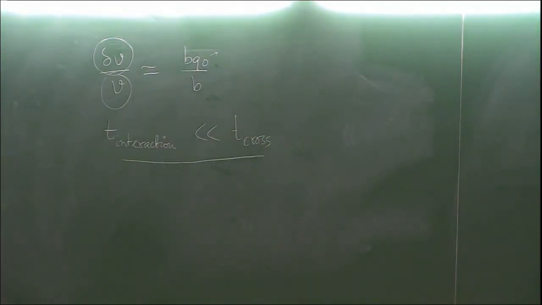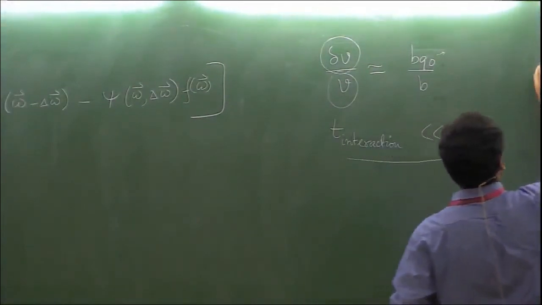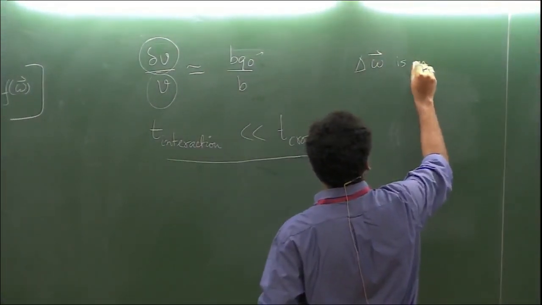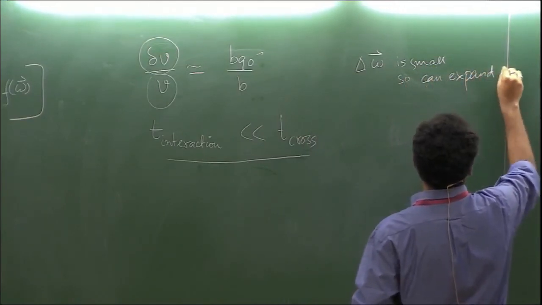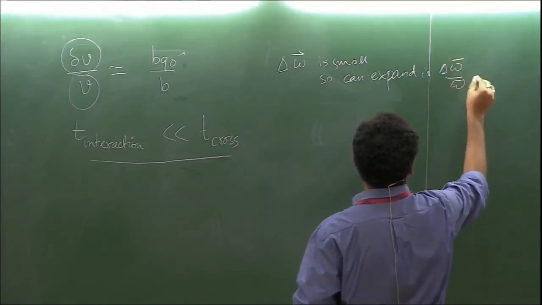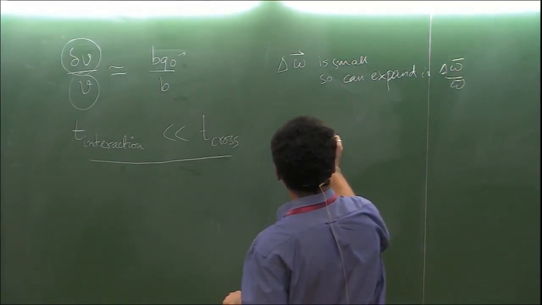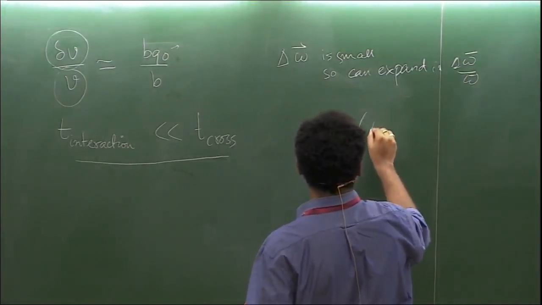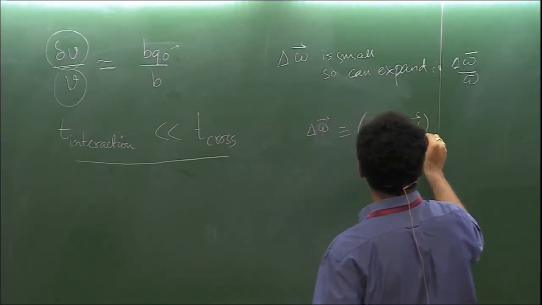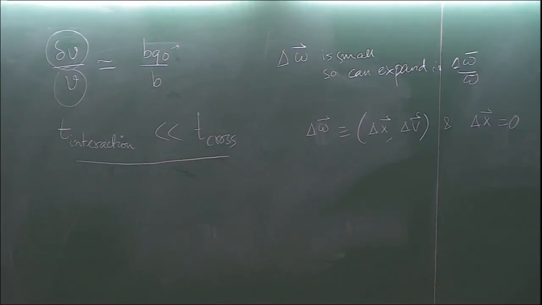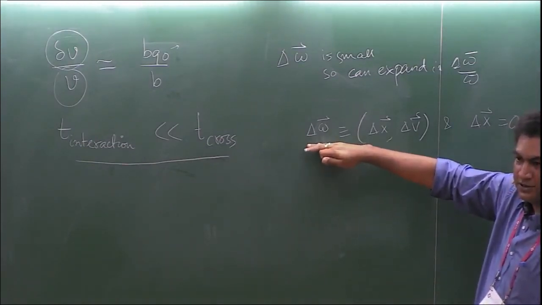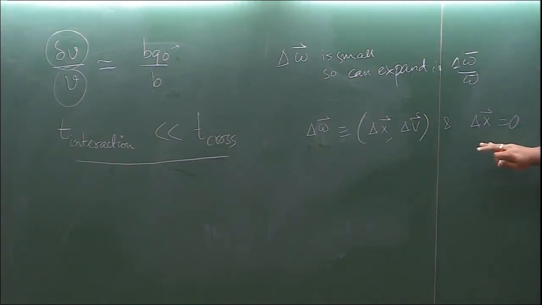What this means is that delta W, so can expand. And what this means is delta W equal to delta X, delta V, and delta X is zero. So delta W comes only during interaction, and during interaction, delta X is roughly zero, because in the smooth potential, it's not moving.